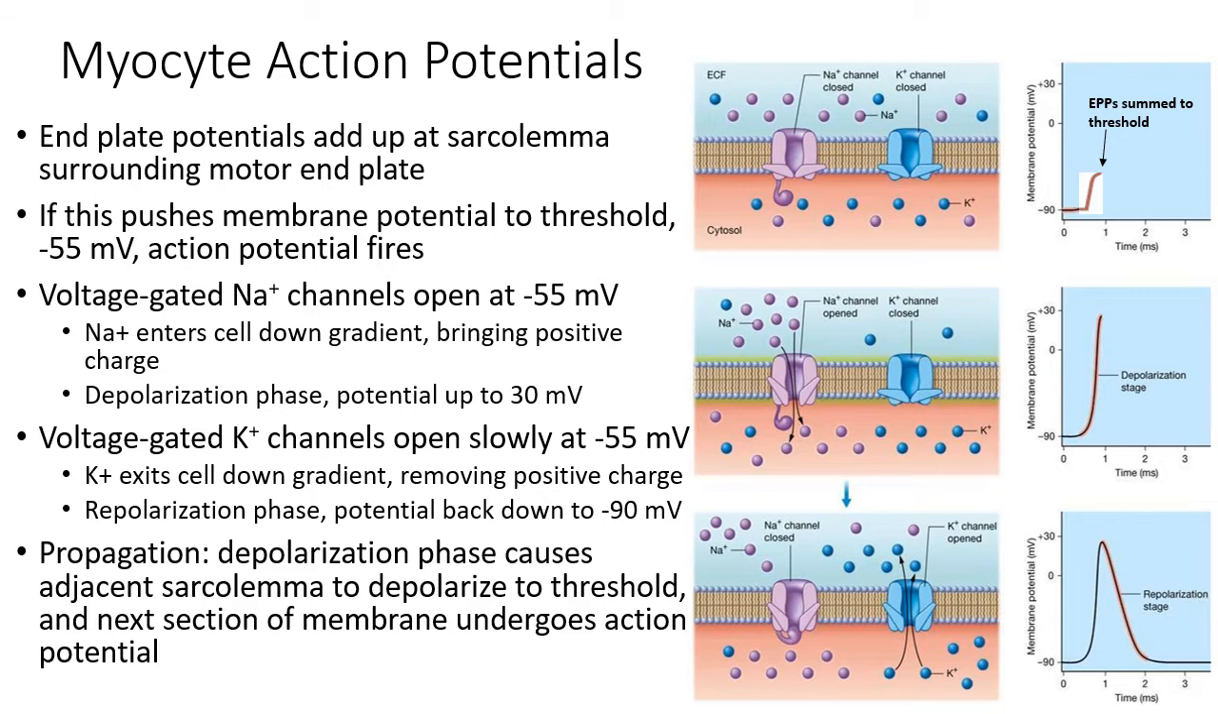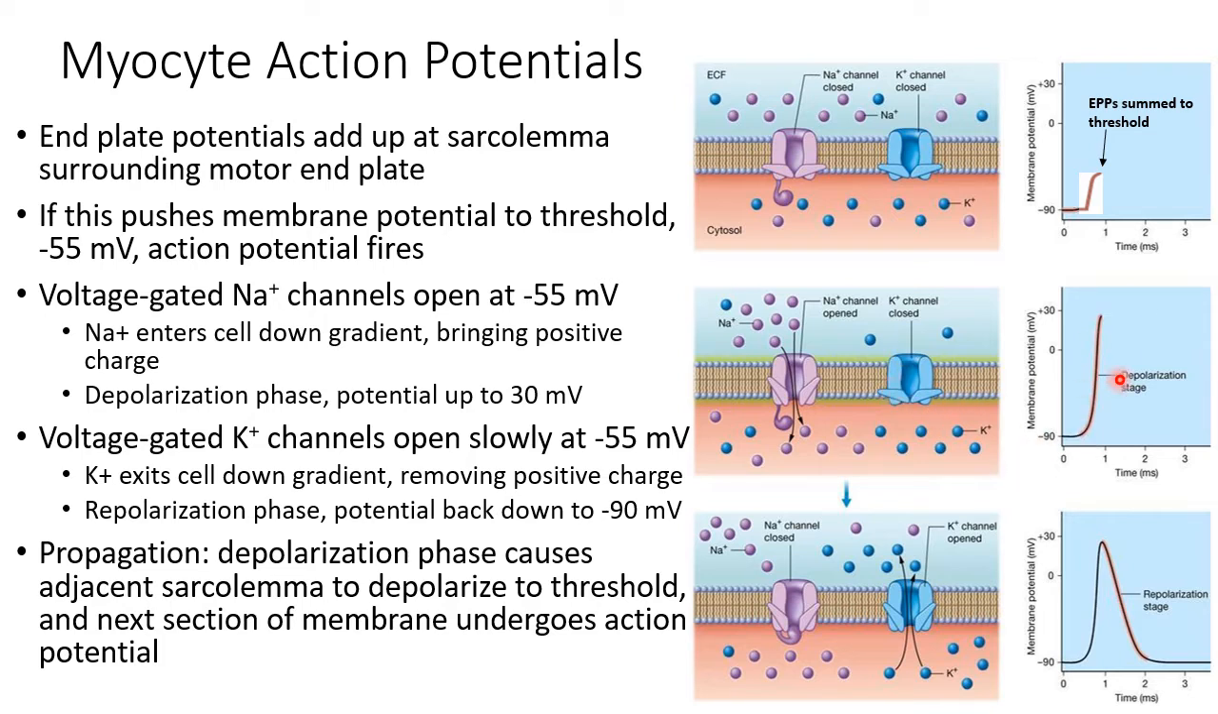So more detail on those action potentials in myocytes. In the beginning, to start one of these action potentials, you have to have the end plate potentials. Those are abbreviated as EPP there in the figure. End plate potentials adding up to threshold to take the membrane potential from rest at -90 to threshold at -55. At -55 millivolts, these voltage-gated sodium channels will open, and sodium will rush in. That starts the depolarization phase of the action potential. So the membrane potential will shoot up all the way to about 30 millivolts.